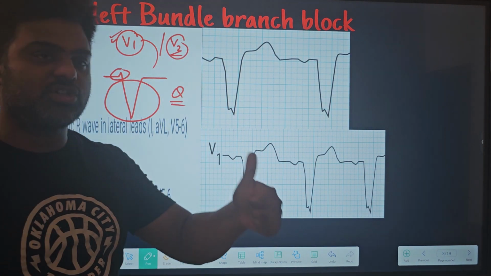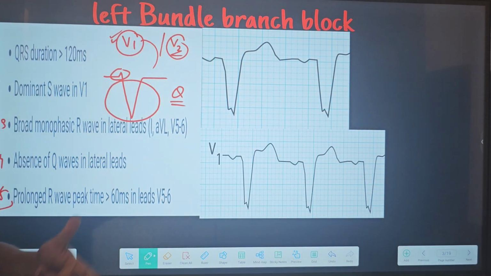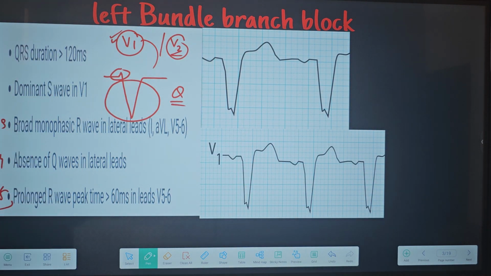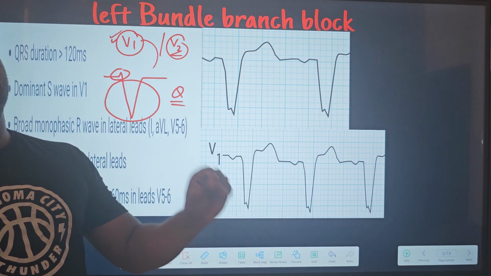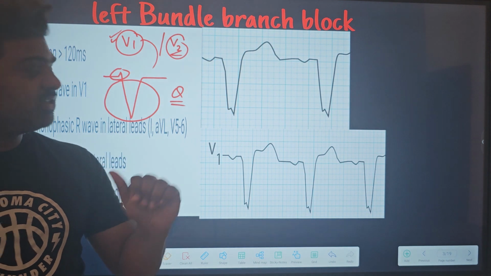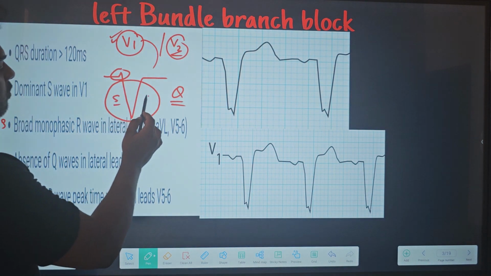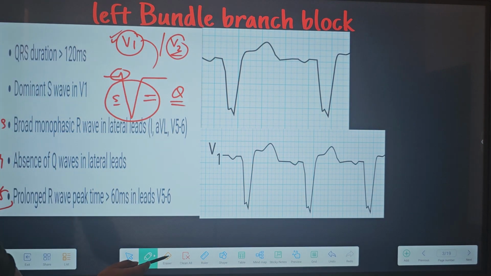So this is the second point. First point, QRS duration more than or equal to 120 milliseconds. Second point, deep S wave, and an R wave may be present, but generally it is not seen. So we may mistake this S wave for a Q wave.